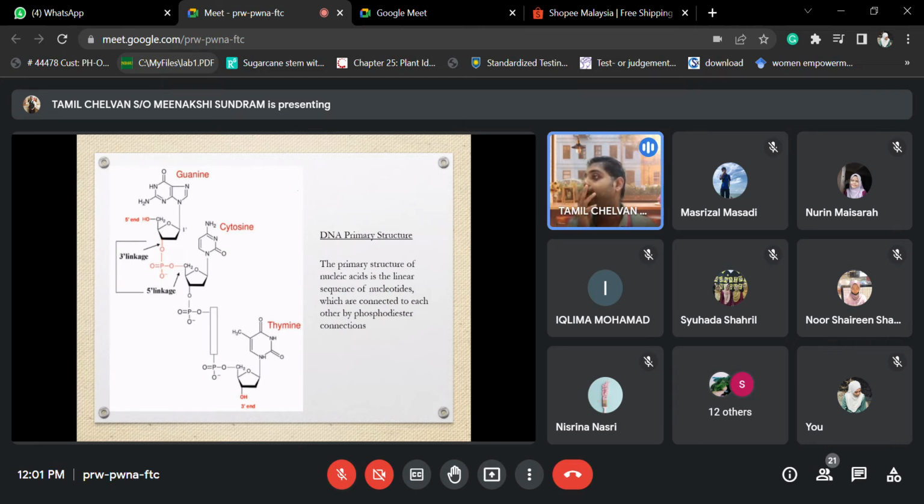DNA primary structure. The primary structure of nucleic acid is the linear sequence of nucleotides, which are connected to each other by phosphodiester connections. This is where it connects. This is one, this is another one. This is what I was telling just now as well. And this is where it starts, the 5' end. This is where it ends, the 3' end.